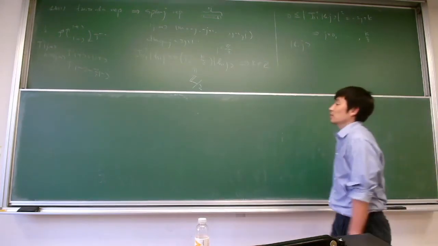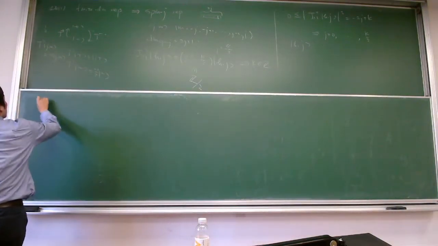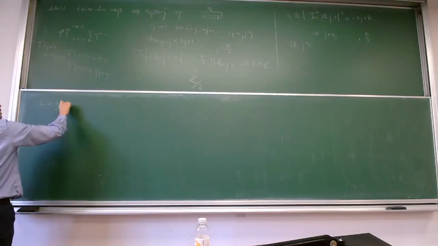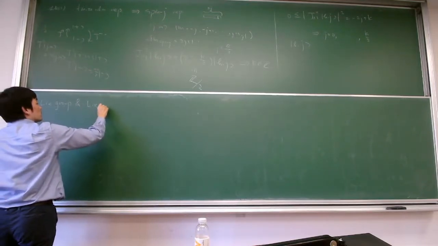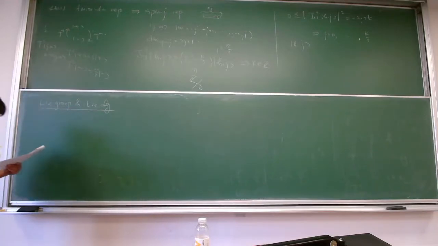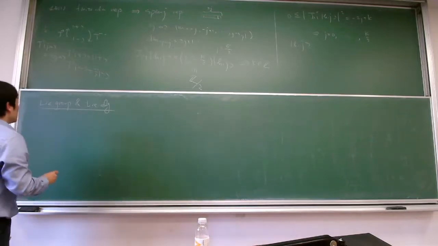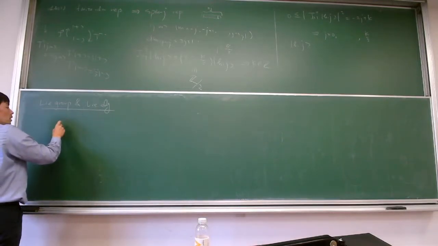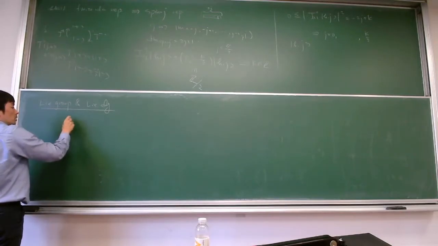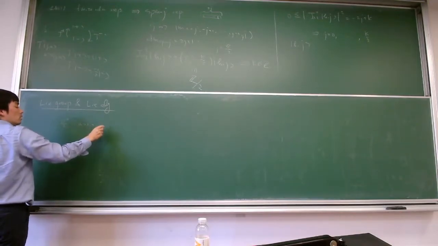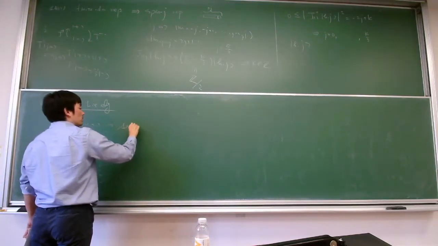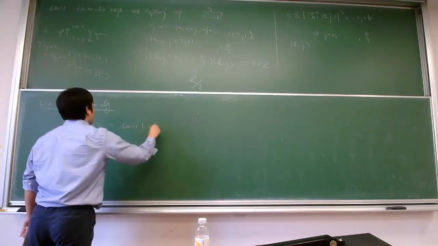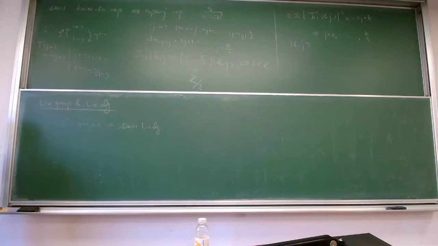Okay, so Lie group and Lie algebra. The SU2 Lie algebra is given, as I mentioned, by the Pauli matrices σ_a, a is 1, 2, 3. We reviewed the SU2 Lie algebra, and we want to generalize this a bit more.